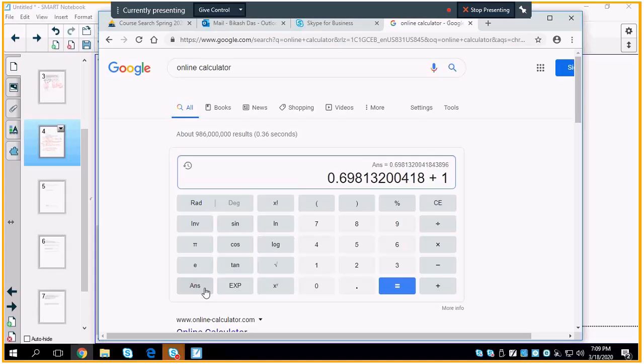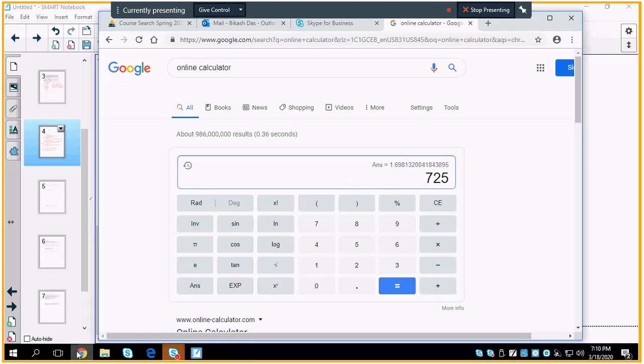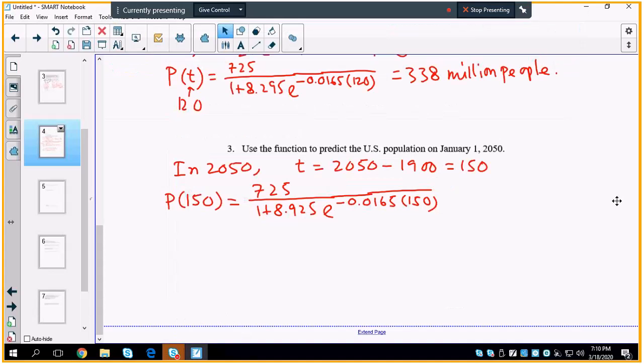Add 1, and this is the denominator. So now 725 is the numerator. So I will divide 725 by the answer. The population rounded to the nearest whole number is 427. So in 2050, the projected population is around 427 million people.